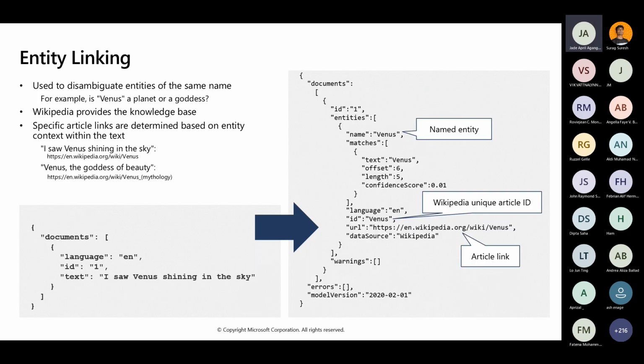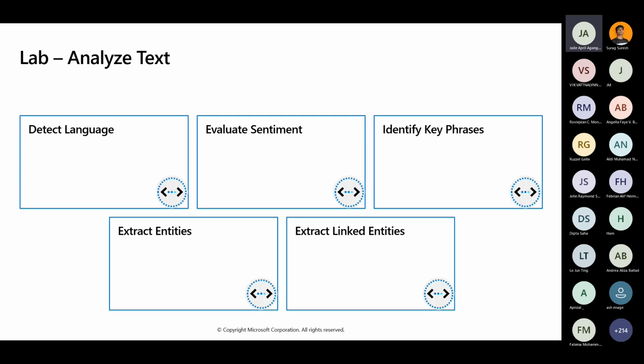We also have entity linking. By the word linking, you're going to link a certain URL or a certain site in your document. For example, Wikipedia or specific article links that are determined based on entity context. Here, this should be in the lab, but we are going to skip that.